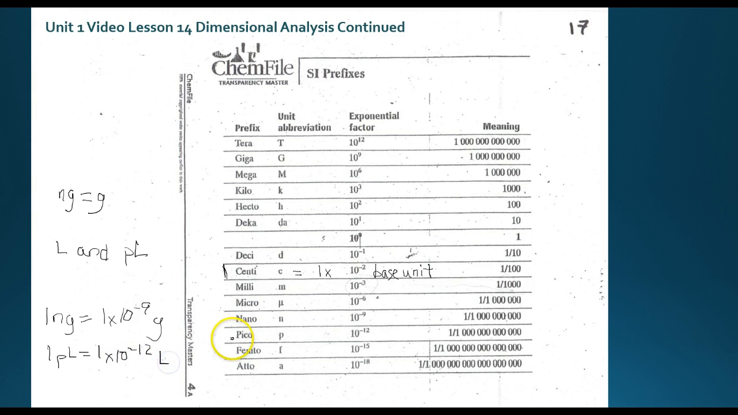Again, it doesn't matter the order that you're given, always start your equality statement with your prefix unit and read straight across. 1 prefix unit is equal to 1 times 10 to the nth power of your base unit. Okay, so let's go on. You're going to use this chart all the time when you're doing metric conversions.